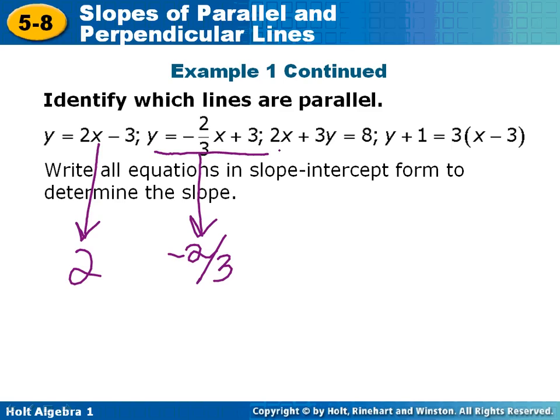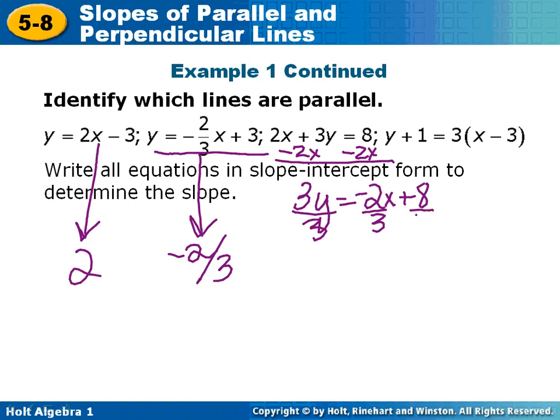Okay, so that's going to be -2x from each side. 3y equals -2x plus 8. Divide everybody by 3. And my slope is -2/3. And this last one, I don't feel like I need to solve in slope-intercept form because I can see the slope. What is it? 3.